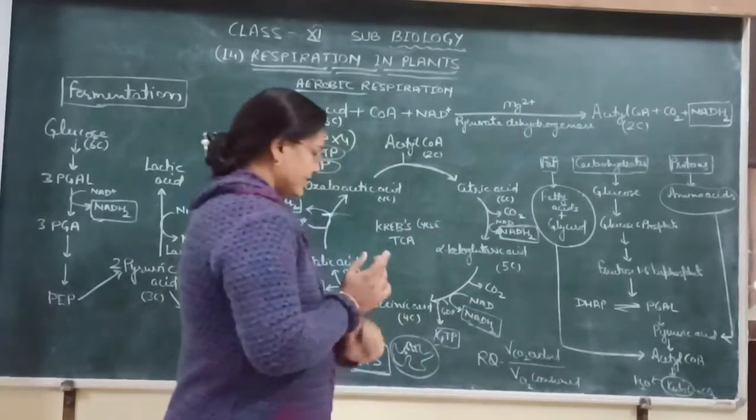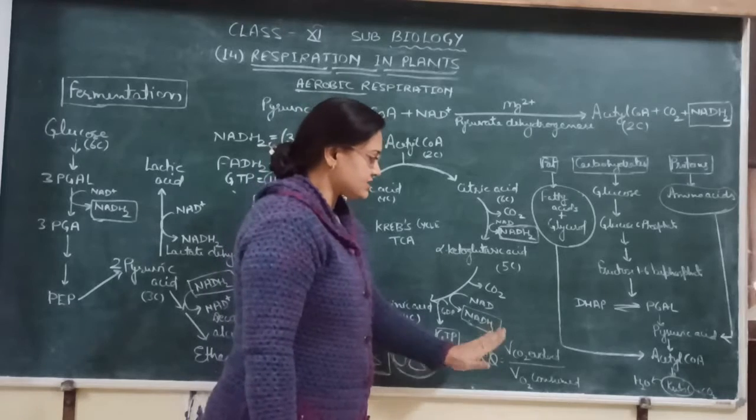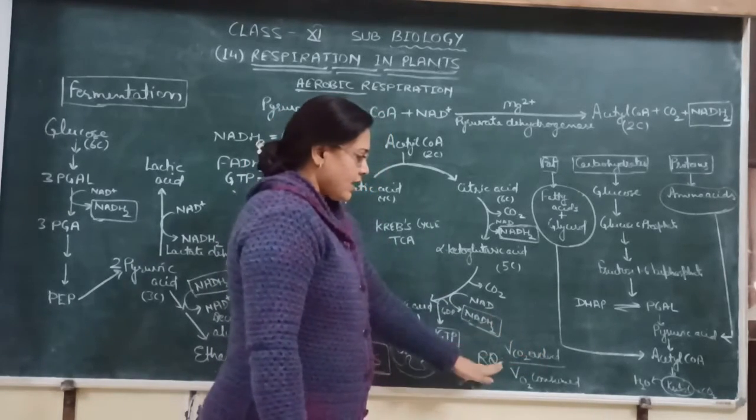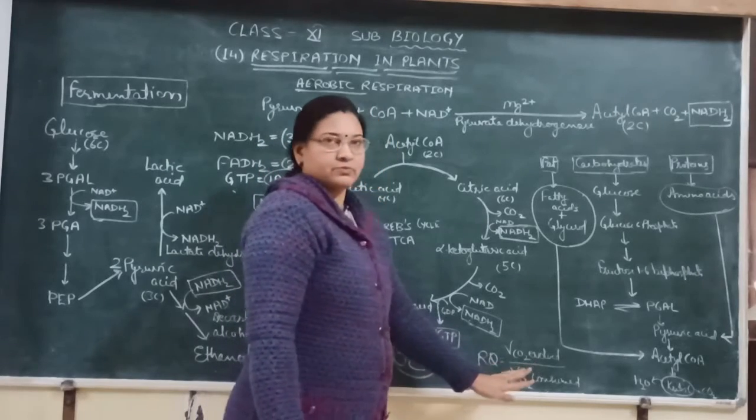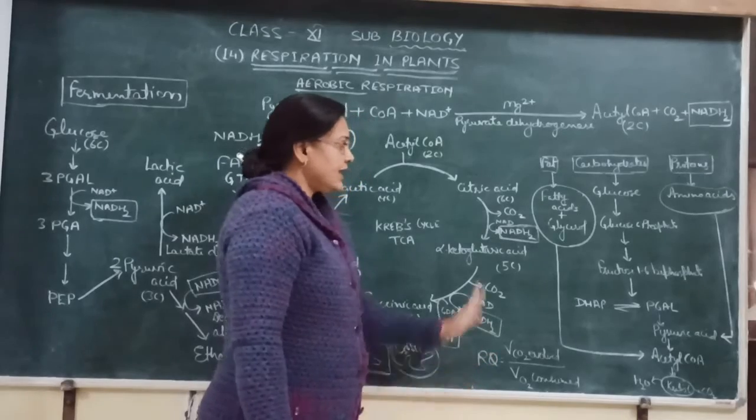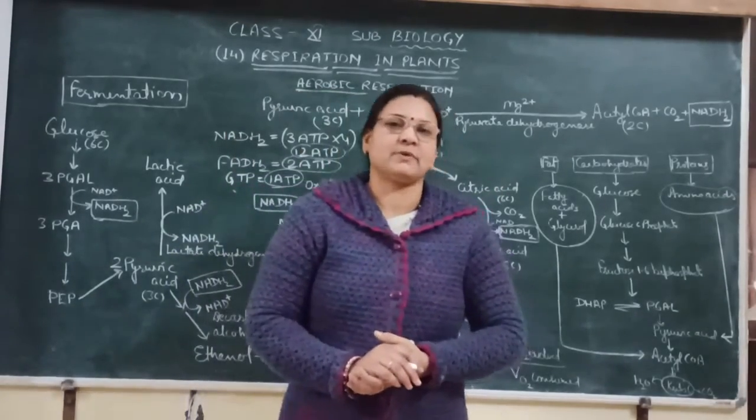Now, what is the respiratory quotient? The last point: the respiratory quotient is the volume of carbon dioxide evolved upon the volume of oxygen consumed. That means this is the ratio of carbon dioxide and oxygen in any case of oxidation. So it is all about respiration in plants.